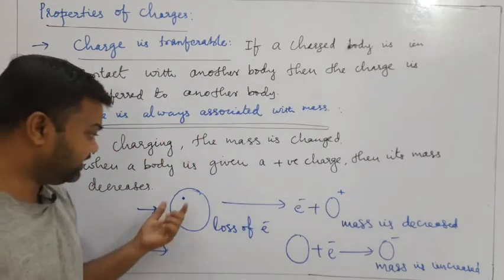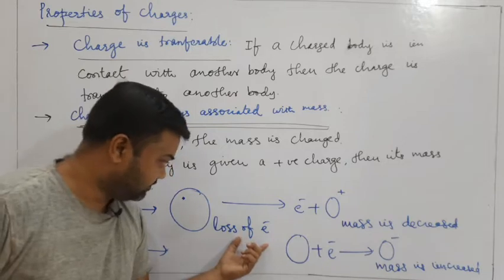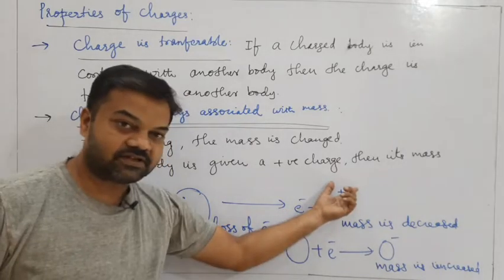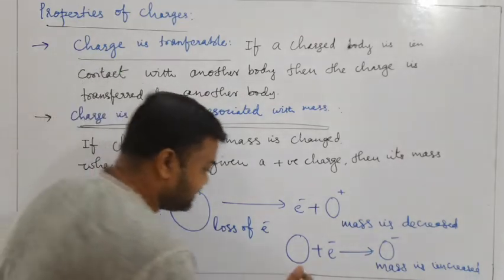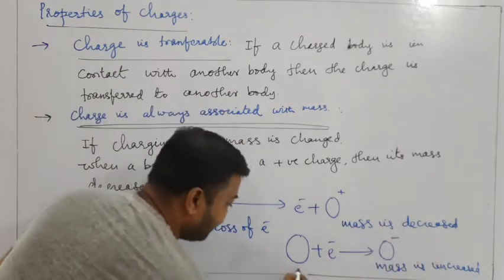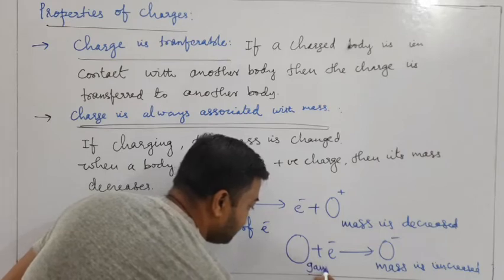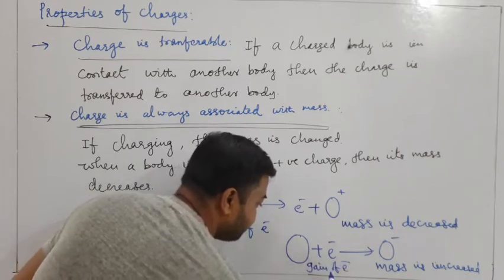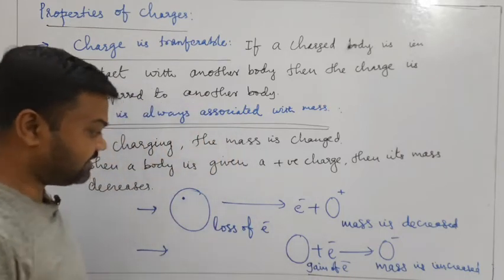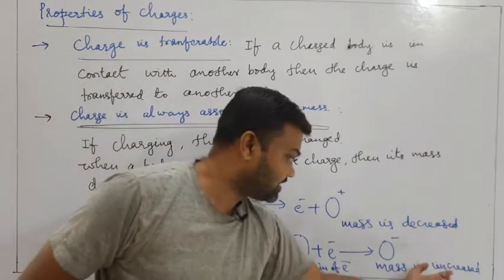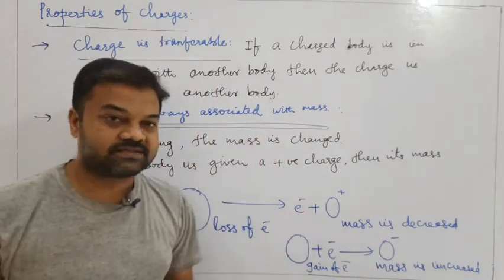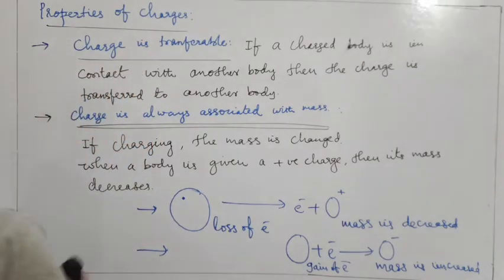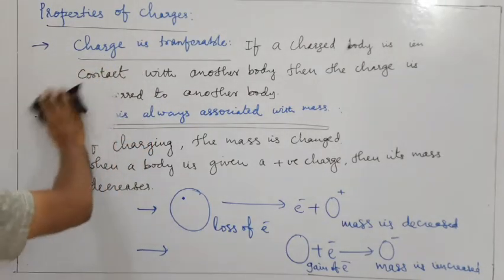When a body loses one electron, it becomes a positively charged body and its mass is decreased. When a body gains electrons, then its mass is increased. When a body loses electrons, its mass is decreased. That is also one of the properties here.